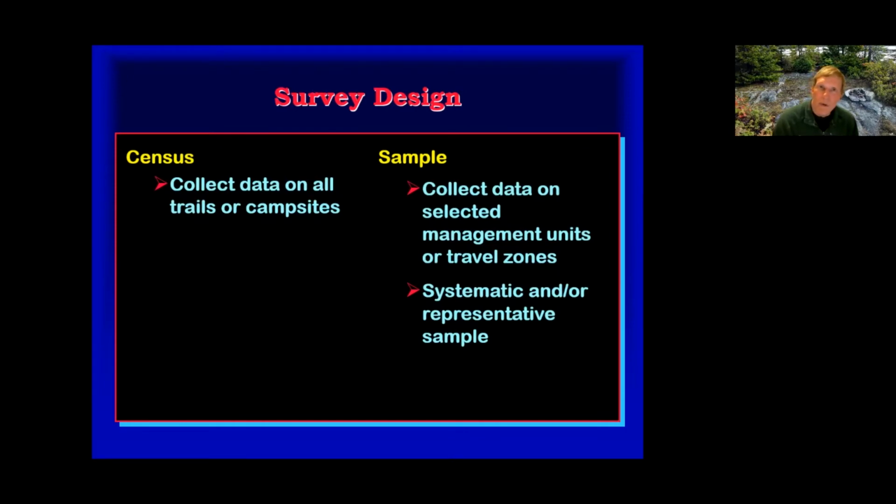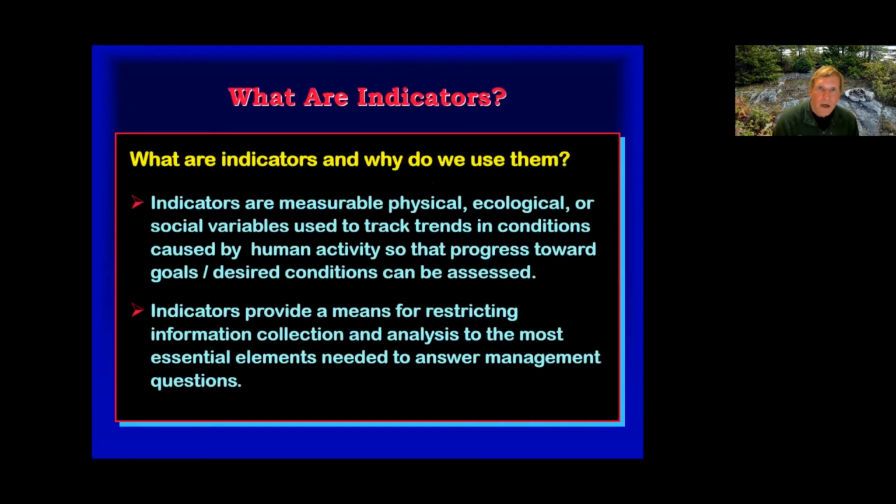A core element of initiating a program is to decide, are you going to do a census of all campsites or trails, or are you going to do a sample? And generally a representative sample is going to be more efficient and something that you can hopefully continue over time. So consider that pretty carefully.